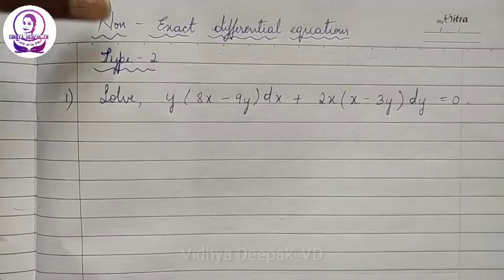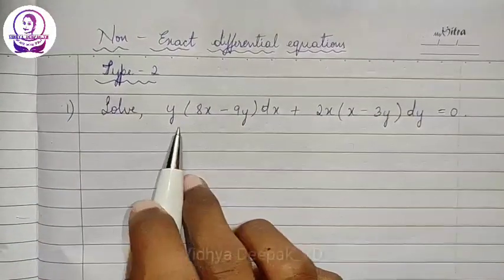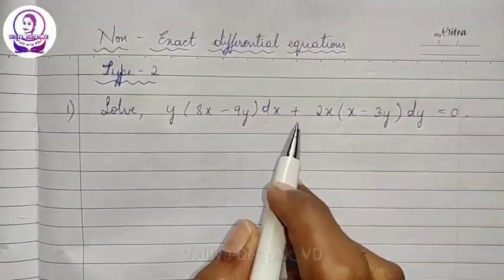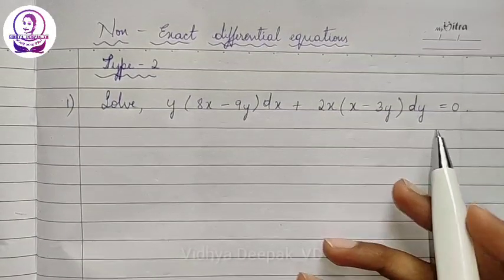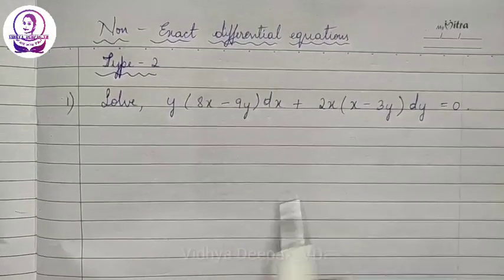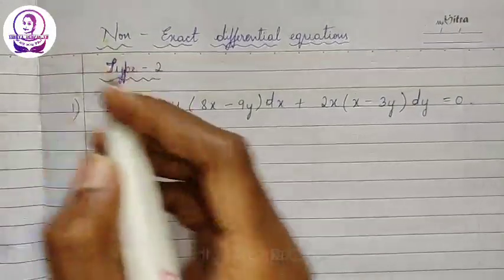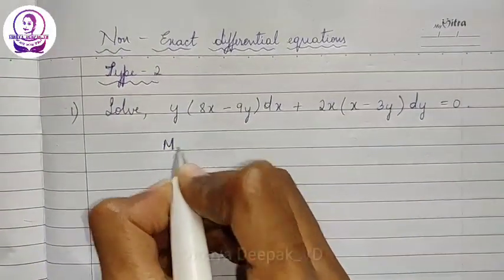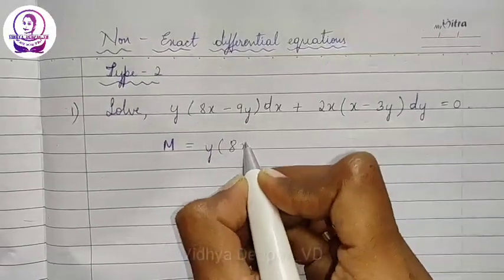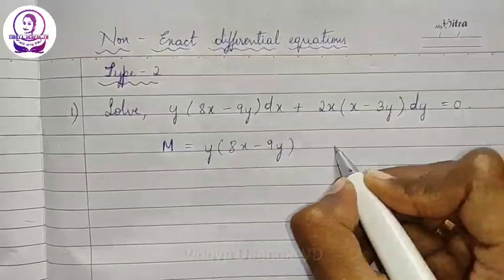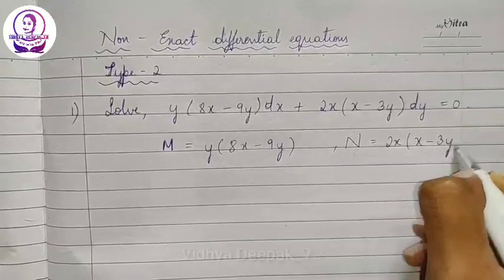Hello everyone, so we'll start with our type 2 non-exact differential equations. The first question is y(8x − 9y) dx + 2x(x − 3y) dy = 0. First, we have to identify M and N. The equation is of the form M dx + N dy, so M is y(8x − 9y), and N is 2x(x − 3y).